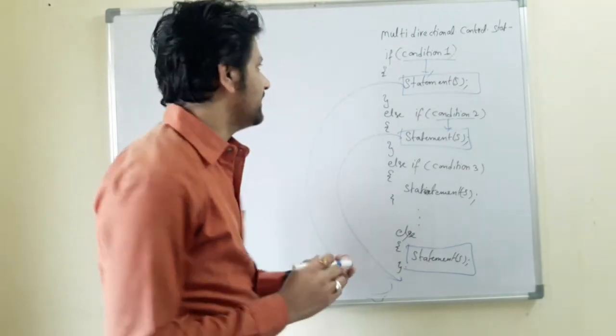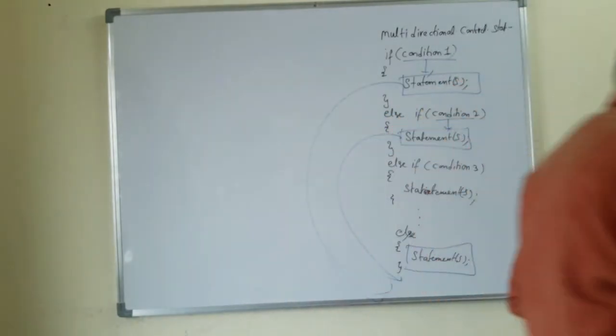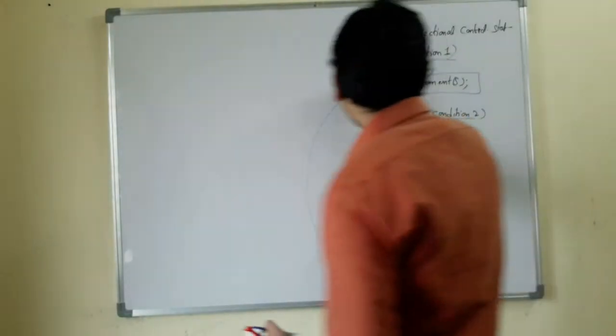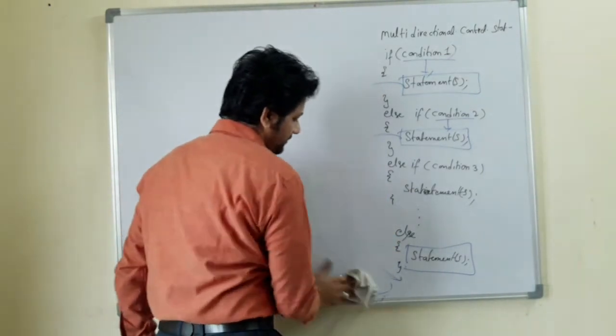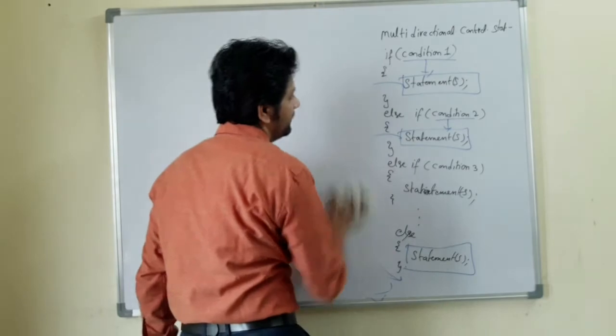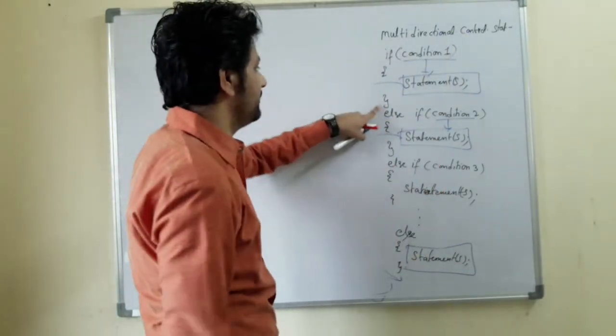It is called an if else ladder because it is one way. Another way is also there, I will tell you. The way is if, set of statements, else.